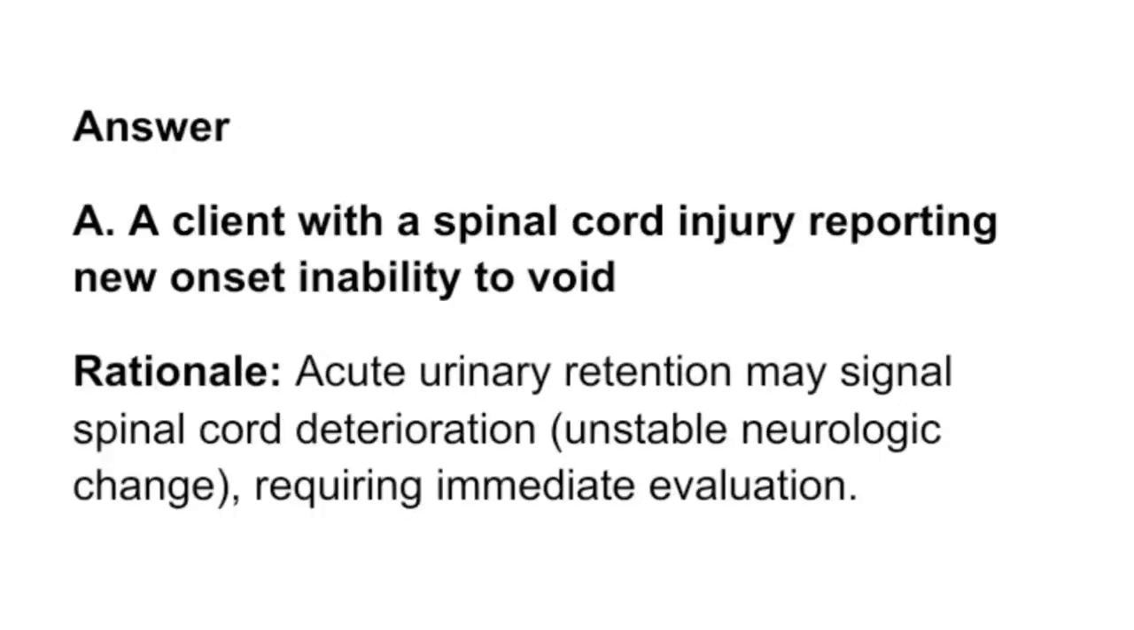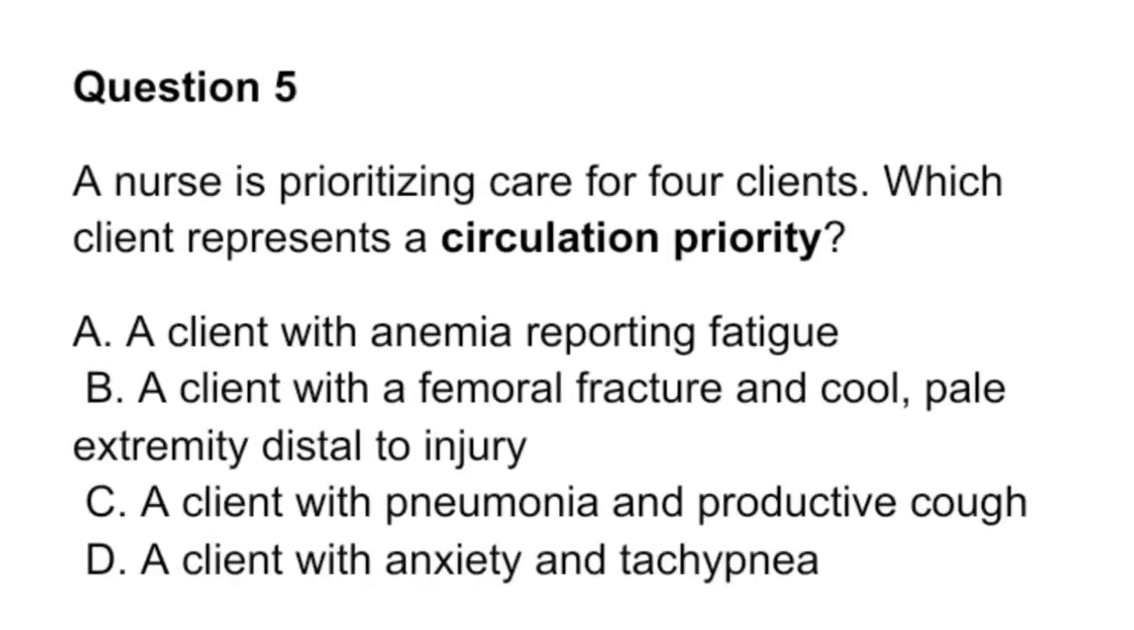Answer: A, a client with a spinal cord injury reporting new onset inability to void. Rationale: acute urinary retention may signal spinal cord deterioration, unstable neurologic change, requiring immediate evaluation. Question 5. A nurse is prioritizing care for 4 clients. Which client represents a circulation priority?